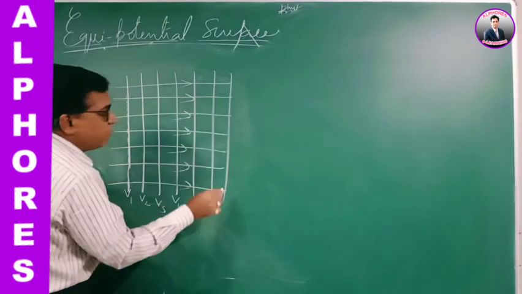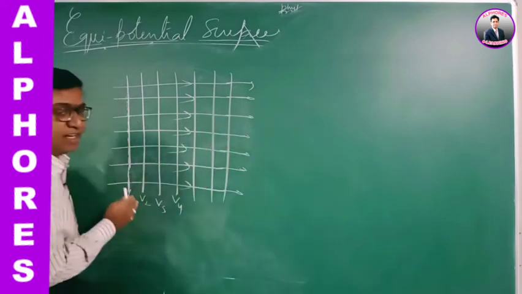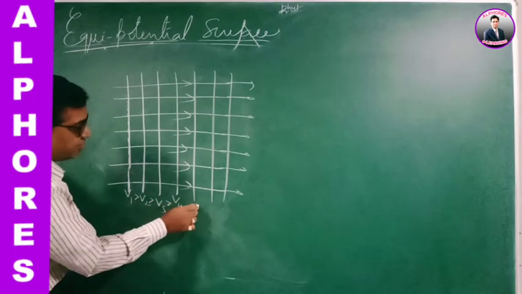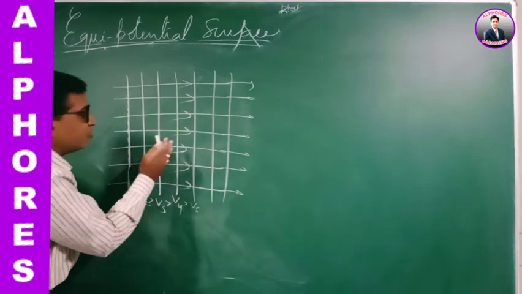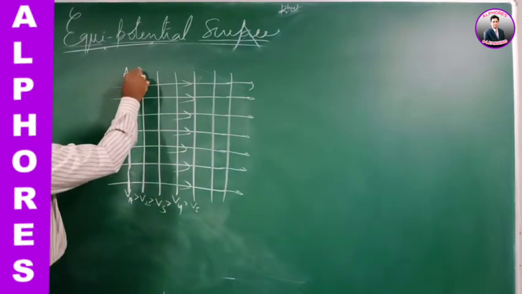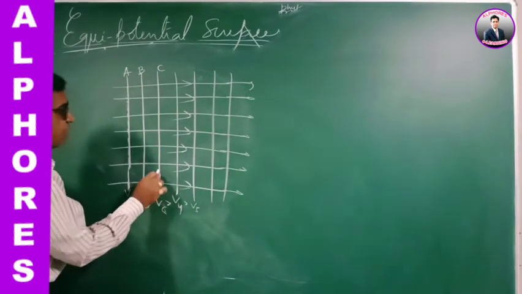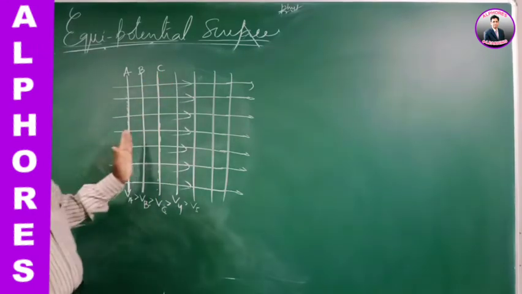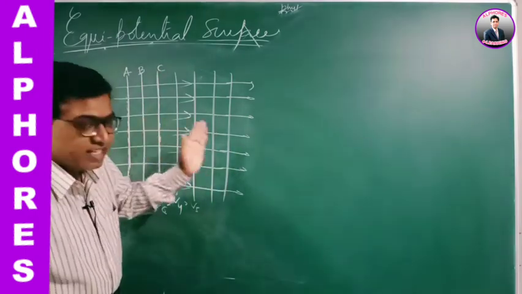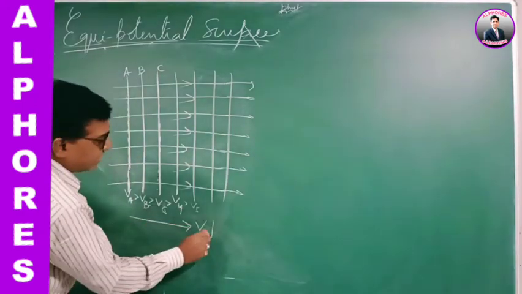As I move away in the direction of the field, the potential decreases. So V1 is greater than V2, greater than V3, greater than V4, and so on. This is plane A where the potential is VA at all the points, plane B where the potential is VB, and plane C where the potential is VC. As you move away in the direction of the field, the potential decreases, right? So in this direction, the potential decreases.